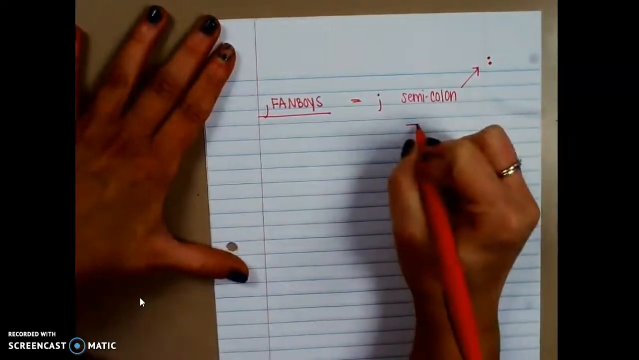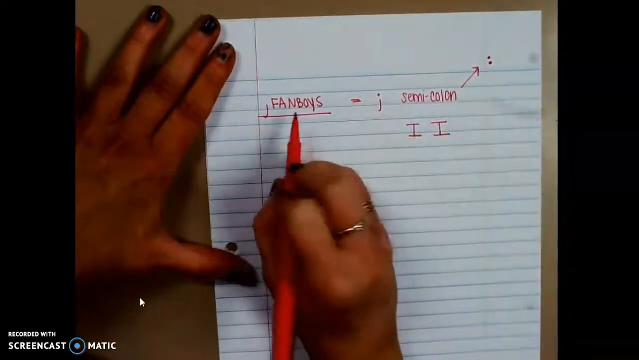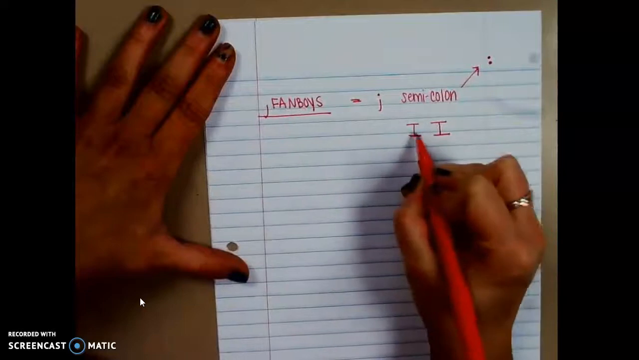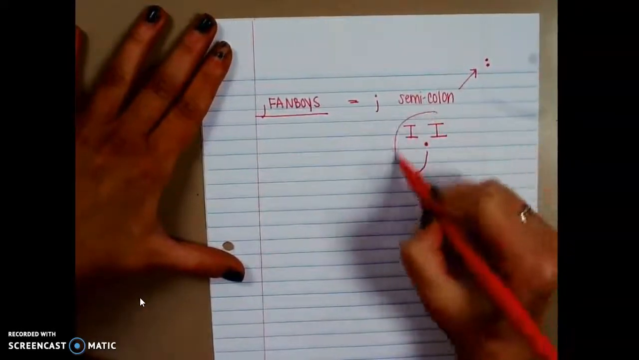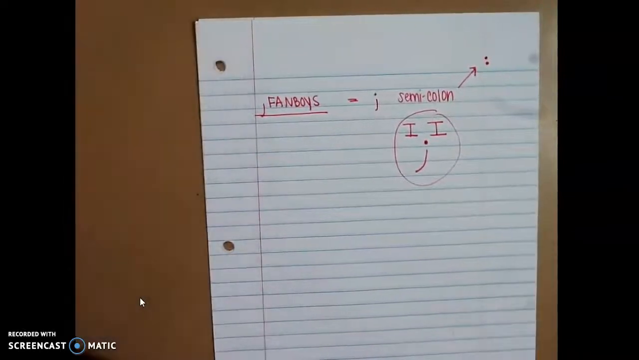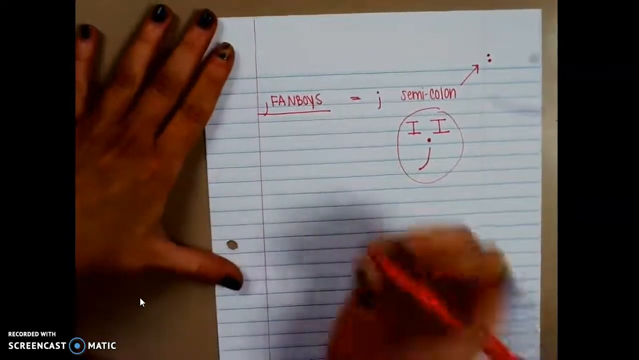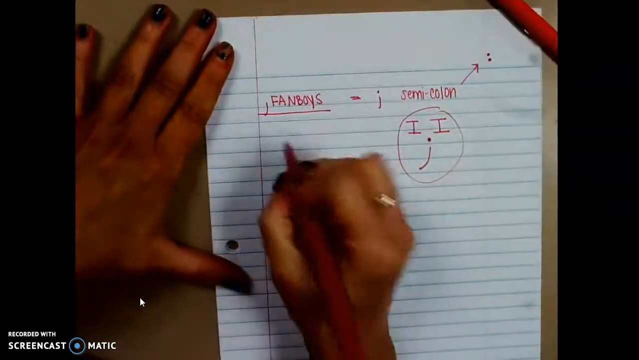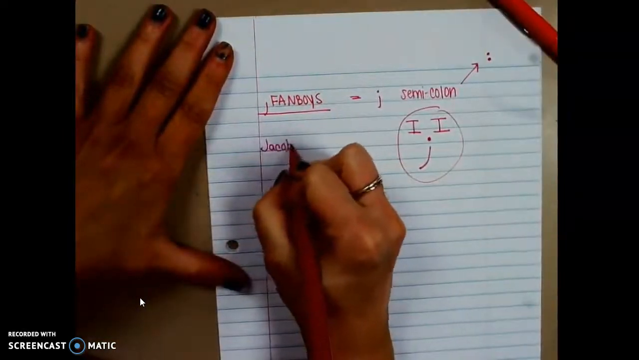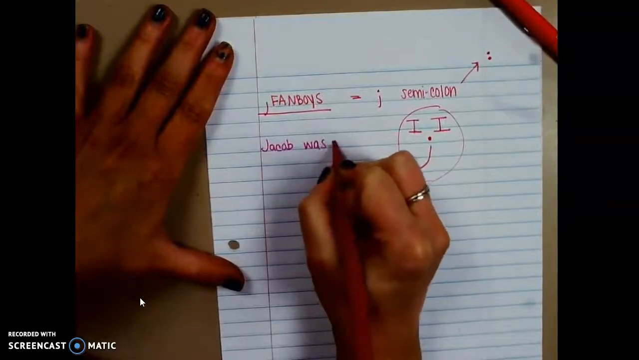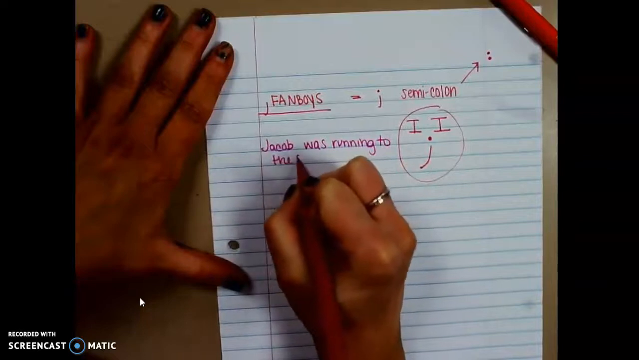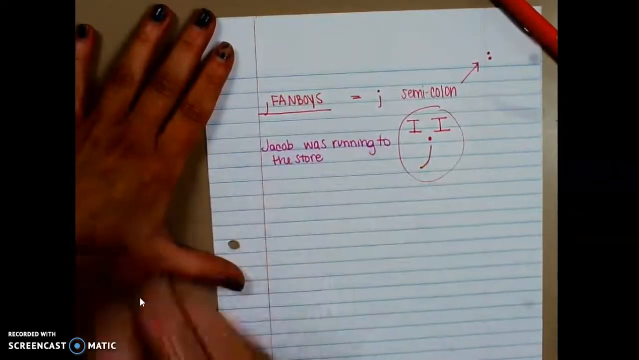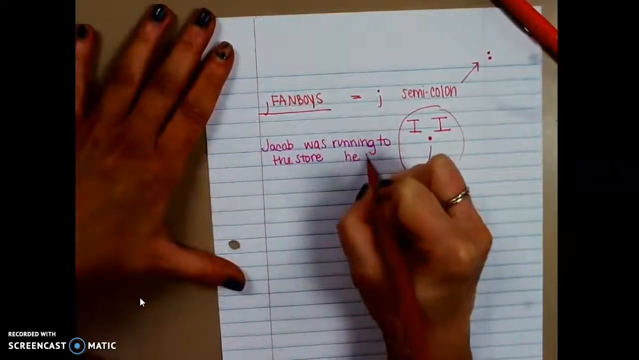Now our formula for semicolons is the same, except for taking out the comma and fanboy. So I still have two eyes, I have a nose, and a little mouth. And this smiley kind of looks like that cat emoji that's smirking a little, so it's still a face, in my opinion. Okay, so now I'm going to use my same sentence to show you how to use semicolons. Jacob was running to the store. I'm going to keep my punctuation out of it for now.